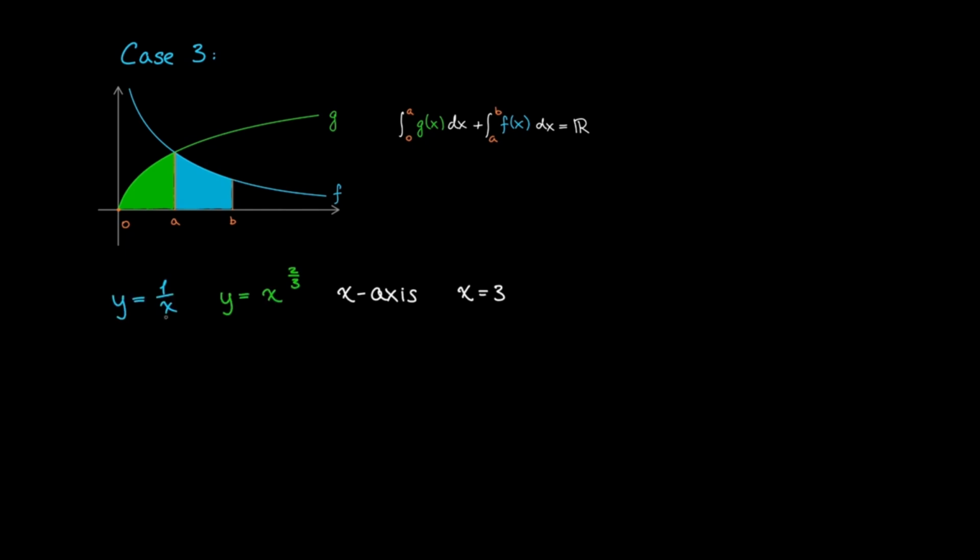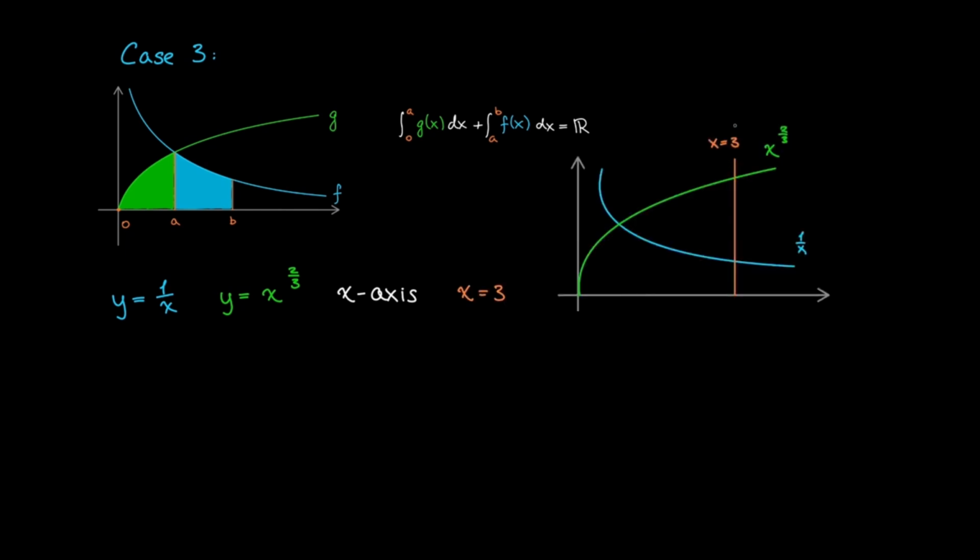As an example, we use the two functions 1 over x and x raised to the power of 2 over 3. And the area is also bounded by the x-axis and the vertical line x equals 3. Visualizing this, we can see the two functions and the vertical line x equals 3, and the area formed is everything that is shaded in red. However, these two functions do have a point of intersection which separates the areas, meaning that's exactly where the bounds of the integral will change.